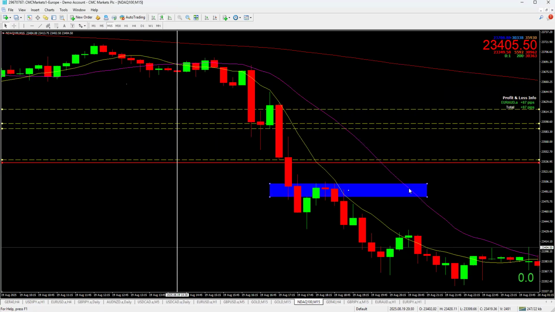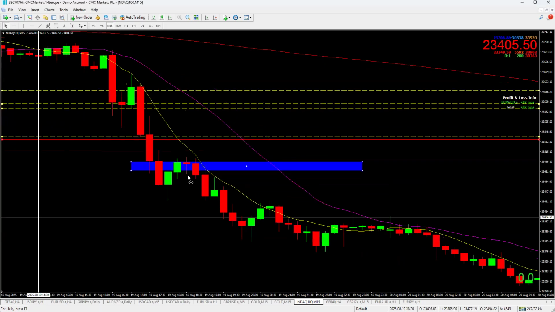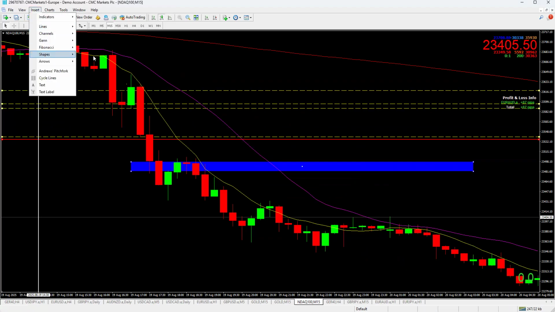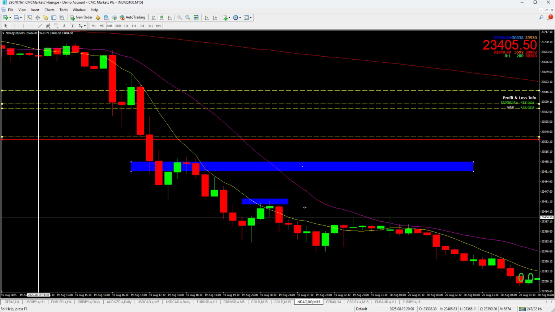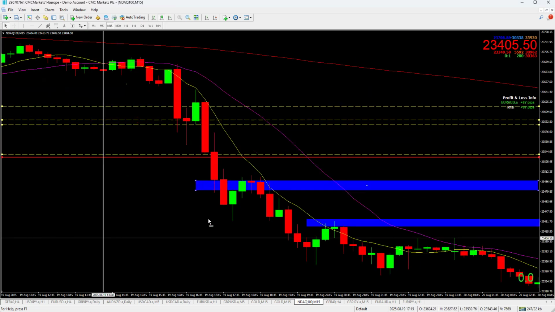This then becomes a possible area of resistance. Obviously it drops again and forms, well, the swing highs. We're looking at swing highs as areas of resistance. This obviously then becomes a possible area of resistance. And then again it keeps on dropping and forms a swing high again, and obviously just keeps on going down.